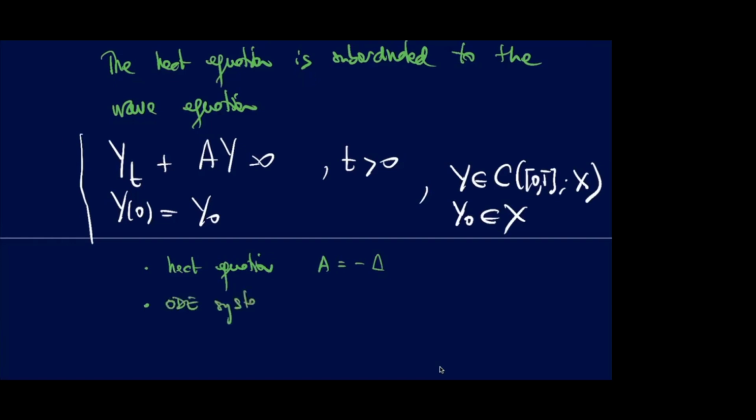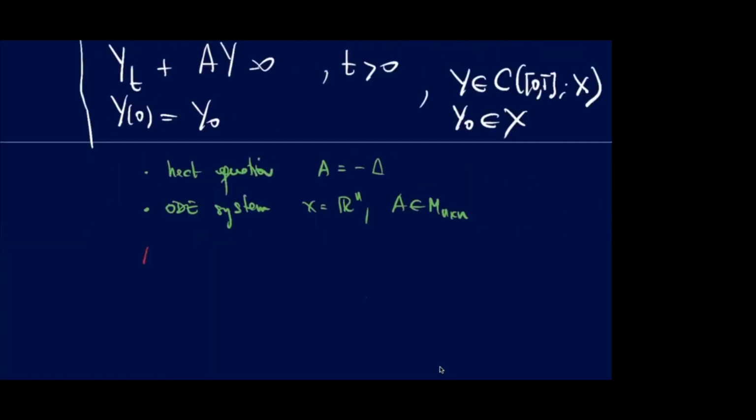right? In which X is simply R^n, and A is an n by n matrix, right? So what I'm saying is valid both for infinite dimensional systems and finite dimensional systems. This is general to all kinds of Cauchy problems, right? The only thing I am using here is that A is linear, right? And time independent. That's the only thing I'm using.